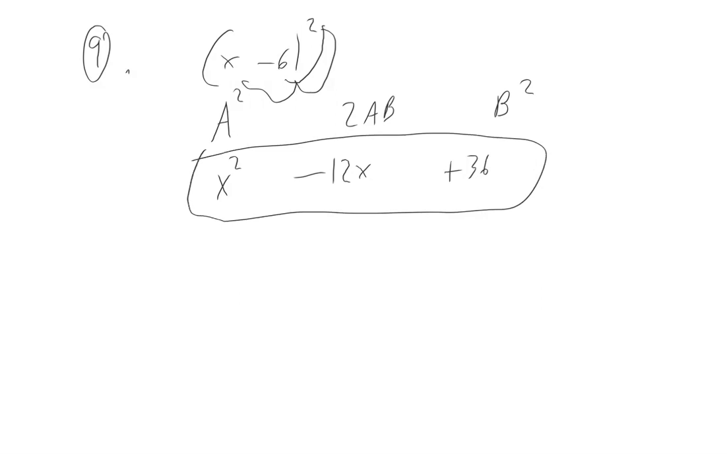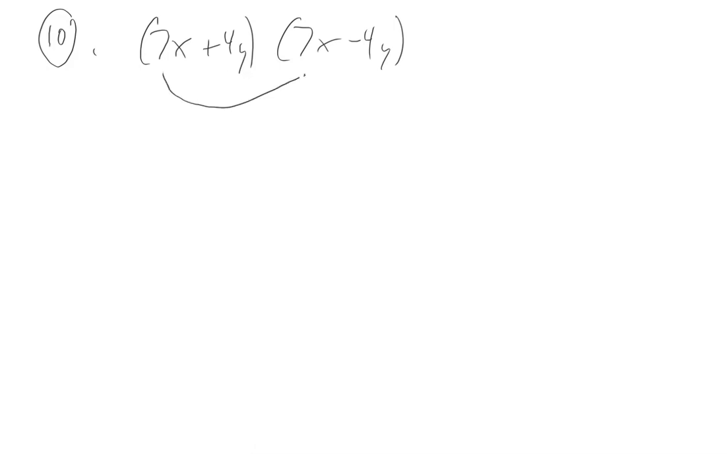Then we have problem 10: 7x plus 4y times 7x minus 4y. Now notice those are almost the same problem. It's the sum and the difference of the same two terms. So when that happens, you just have to do the first and the last. So that's 49x squared, and then the last one is negative 16y squared.